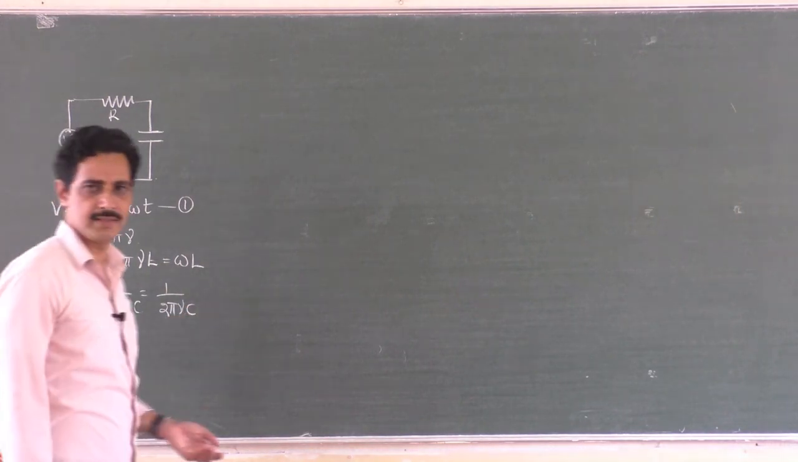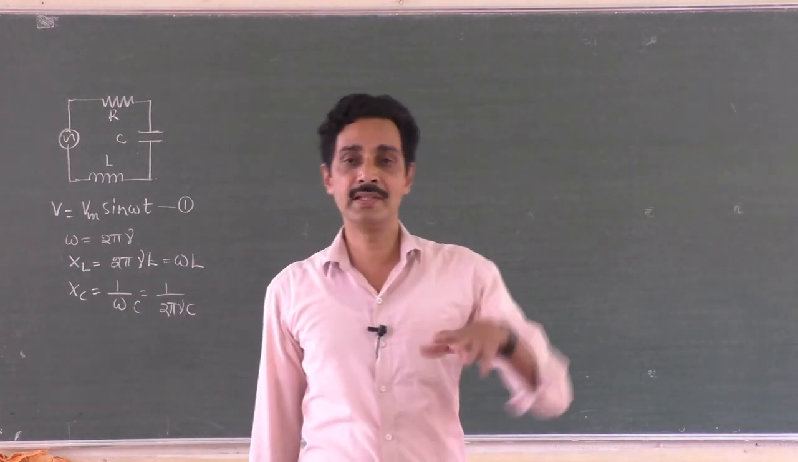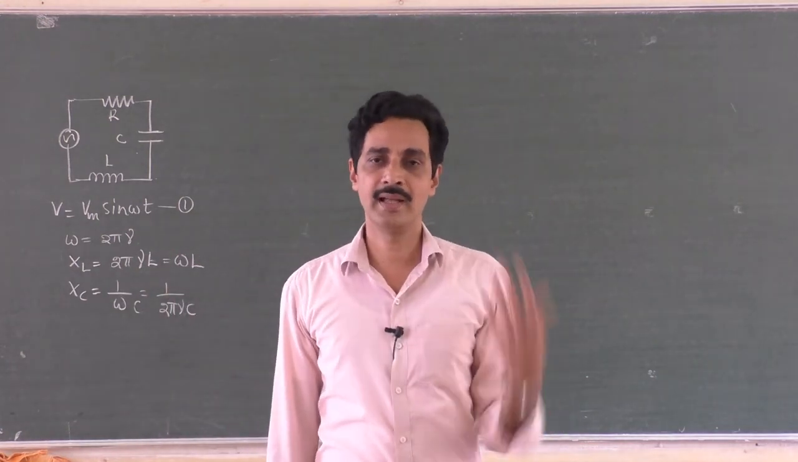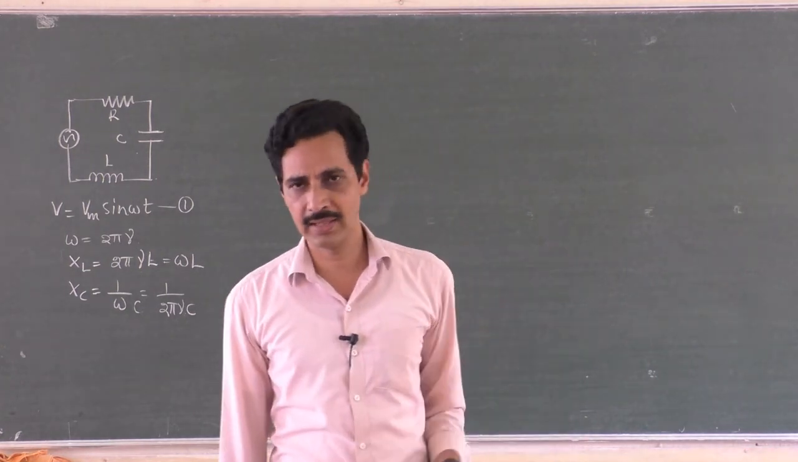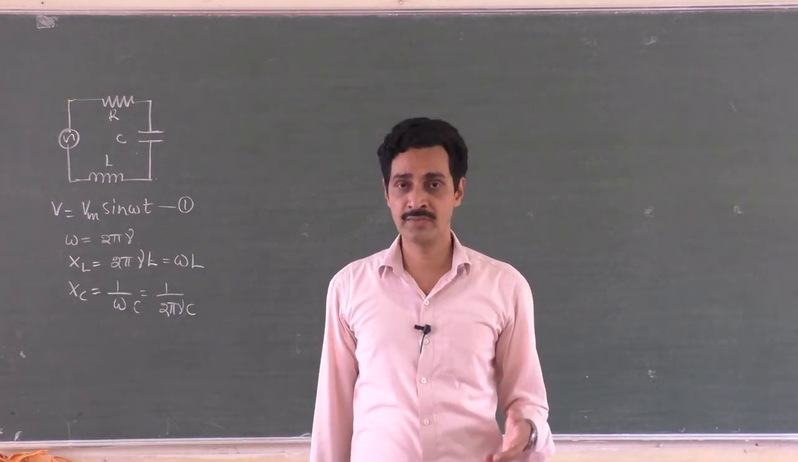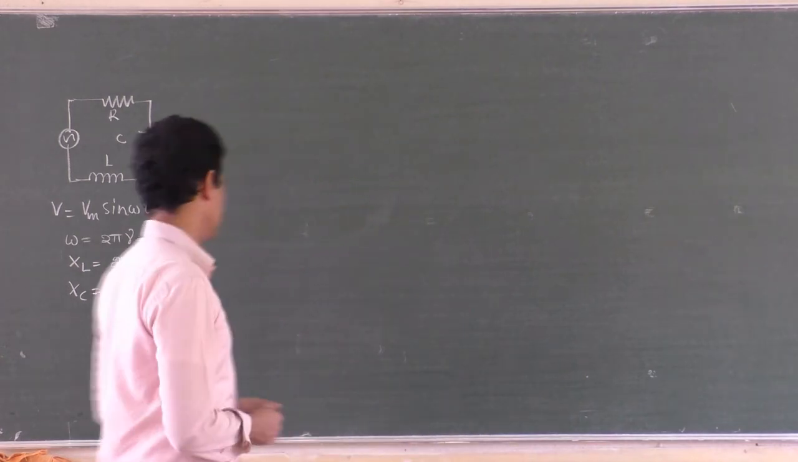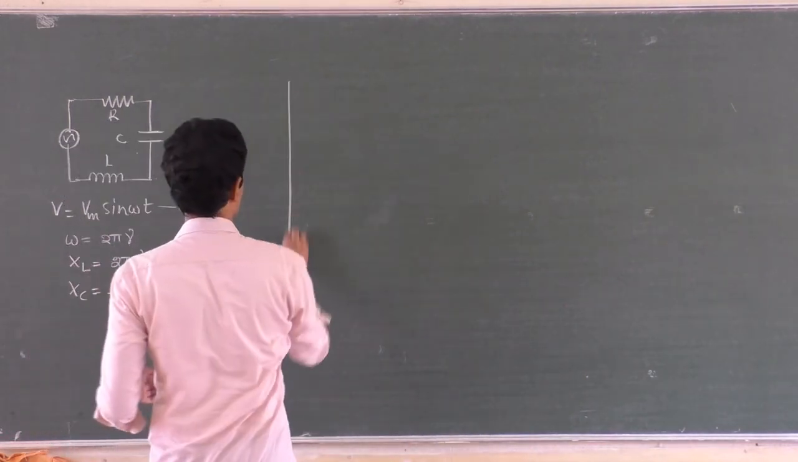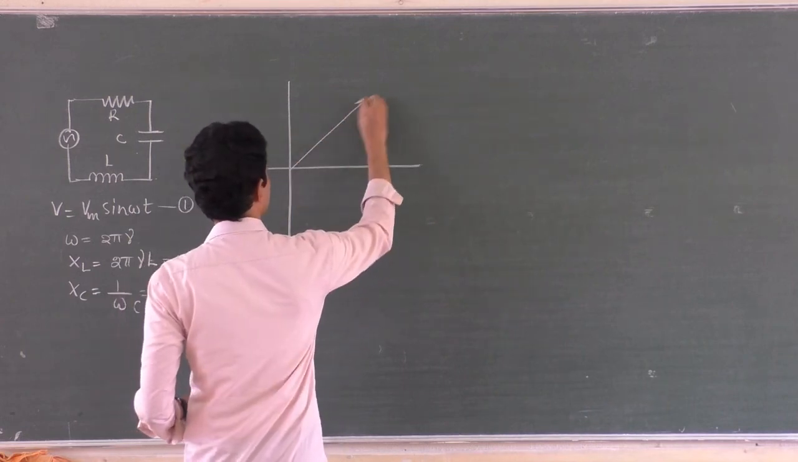So at low frequencies, capacitive reactance will be highest and the current will be minimum. At high frequencies, inductive reactance will be more and current will be minimum. At some intermediate frequency, which is neither very high nor very low, there is a frequency called resonance frequency, at which inductive and capacitive reactances will match each other.